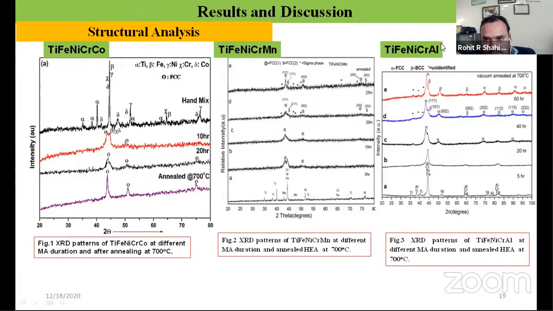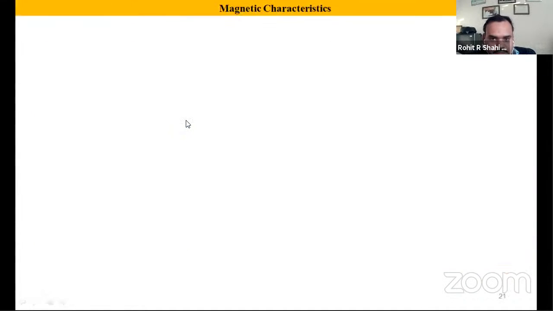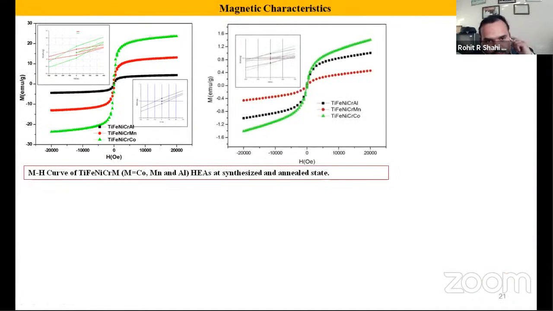And for the case of this Al addition, there is a formation of BCC and FCC. Both the phases occur. This is the SEM analysis, and these are the crystallite size and lattice strain from the analysis of the XRD data, and these are the magnetic characteristics.